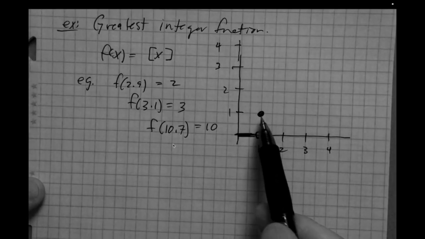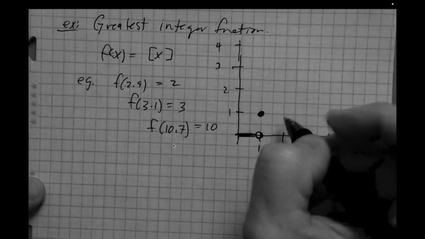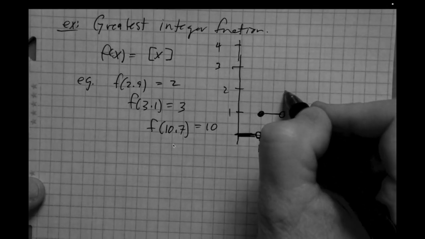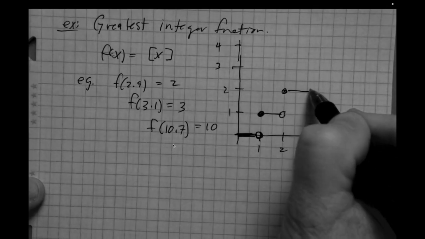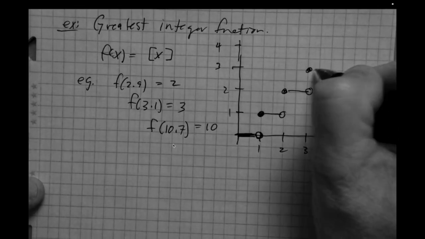So at 1.0 the greatest integer would be 1, right? And it does this again on this interval, right? And then it does it again here. And then from 3 to 4, it does it again, right? It just continues like this.